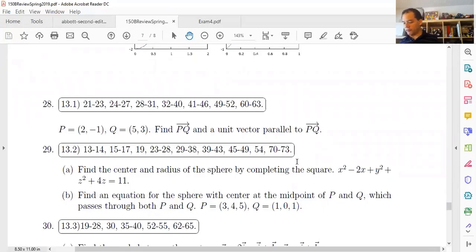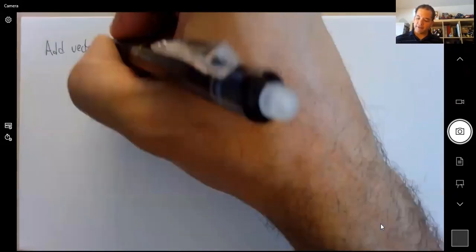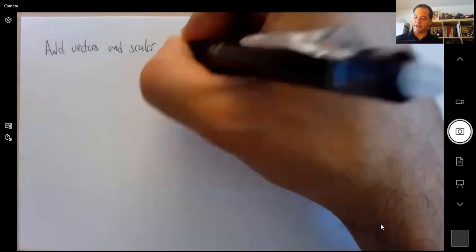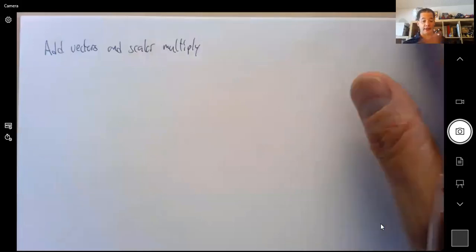You should remember how to get the length of a vector, how to do dot product and cross product. Let me summarize the important things here. For chapters 13 and 14, the kinds of things you need to know: you need to know how to add vectors and scalar multiply. That's easy, right? You just add component by component, or you multiply the scalar by everything.